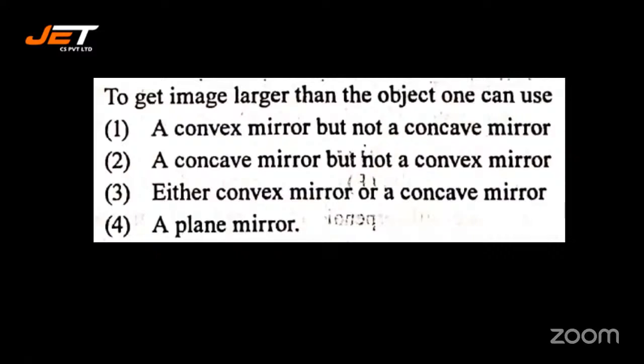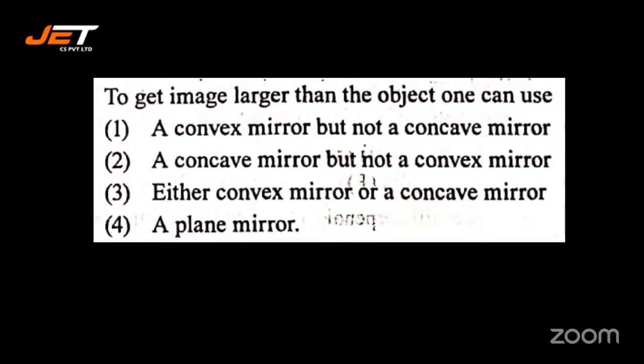To get an image larger than the object, one can use: a convex mirror but not a concave mirror, a concave mirror but not a convex mirror, either a convex or a concave mirror, or a plane mirror. In which mirror is this possible? Convex mirror, we have seen it, the image is always diminished. Magnified, it is not.